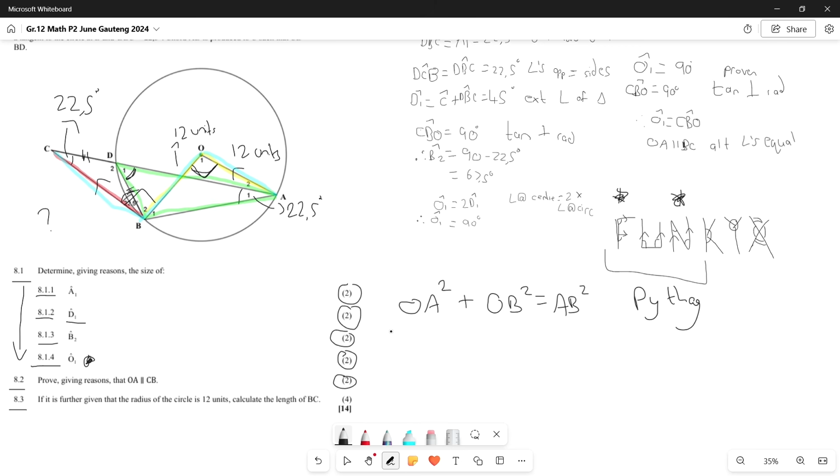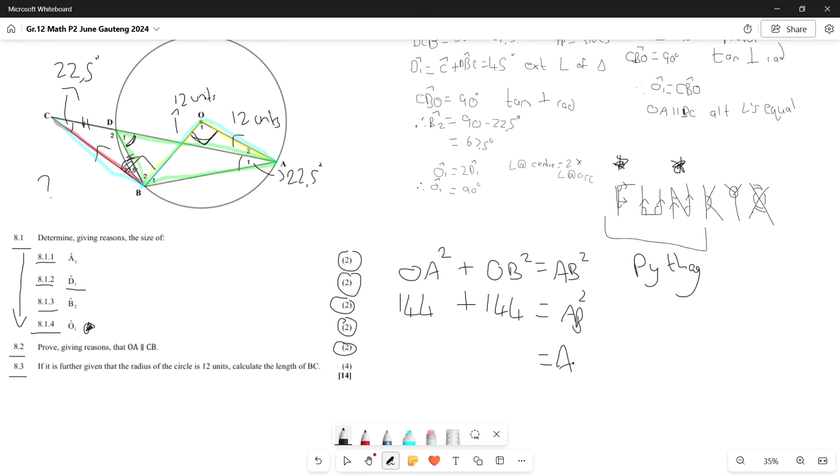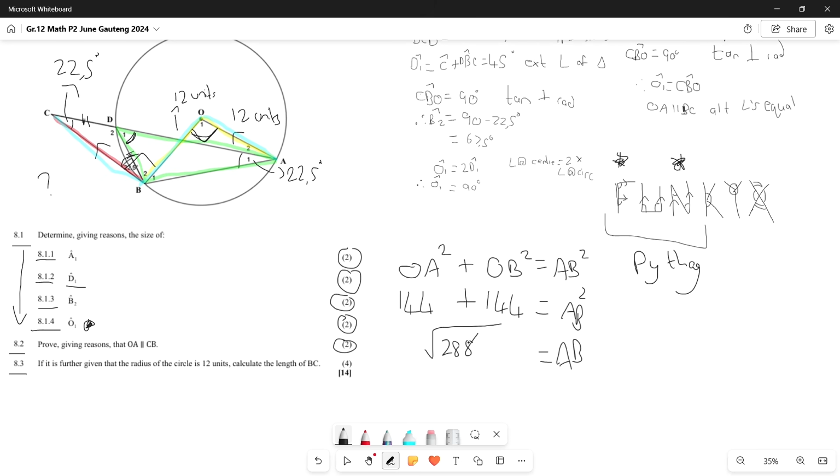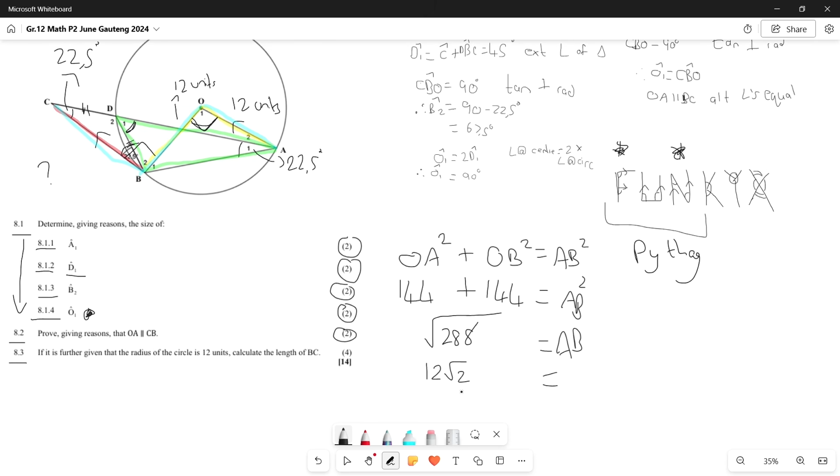And OA was given as 12 units. 12 units squared becomes 144, plus OB is 12 units. 12 units squared is also 144, and this equals AB squared, what we want, which means that AB is the square root of 288 units, and that will equal 12 surd 2. So generally just leave it in surd form, don't try and round to decimals. It's usually easier to handle it like this, which means AB equals that.